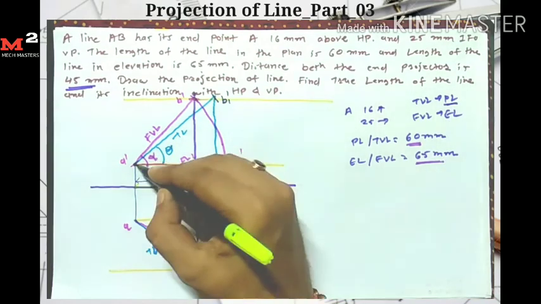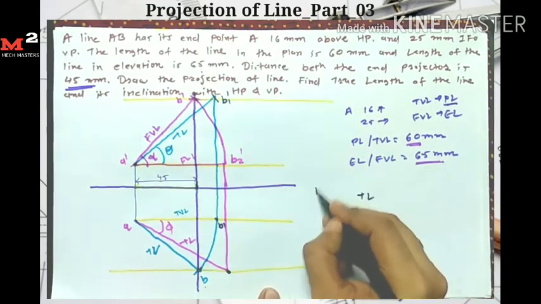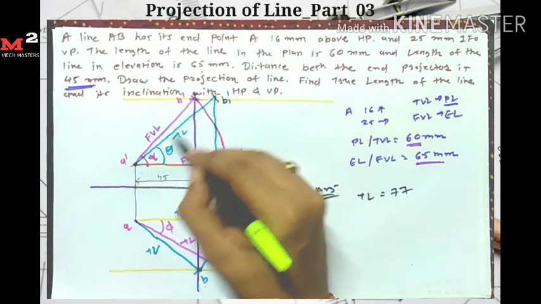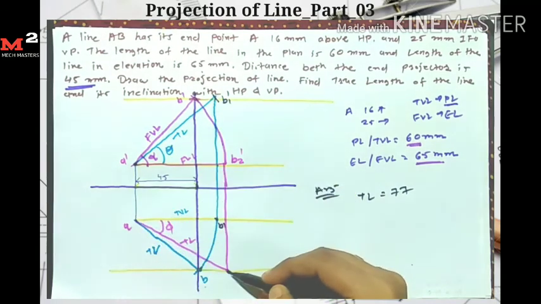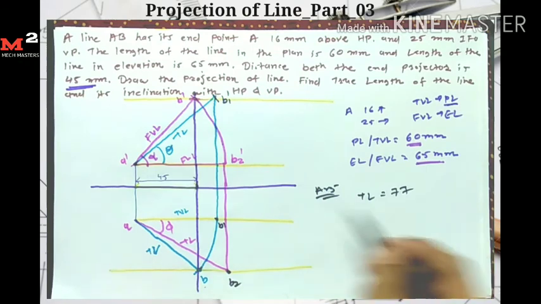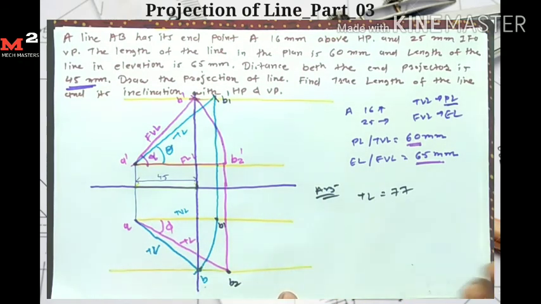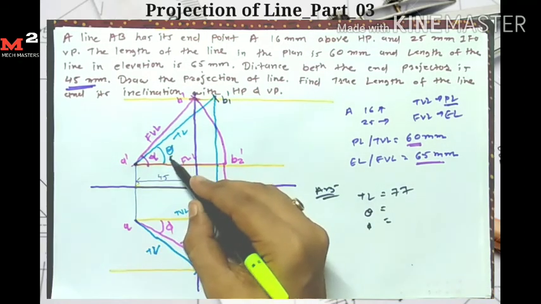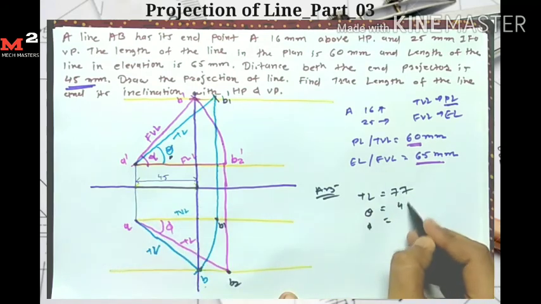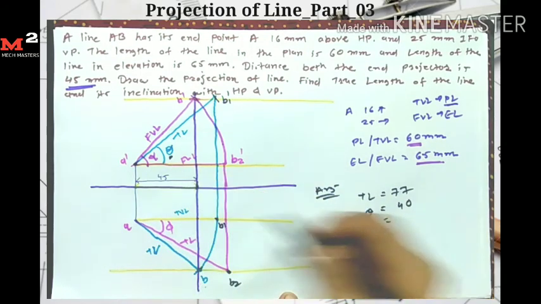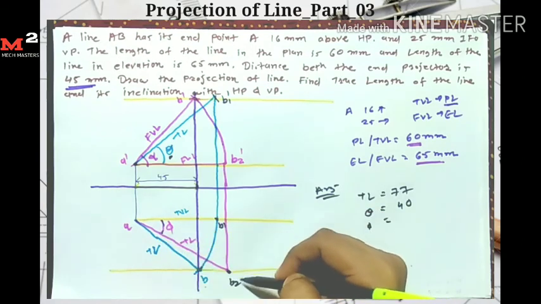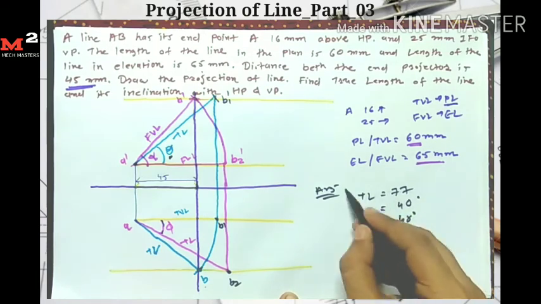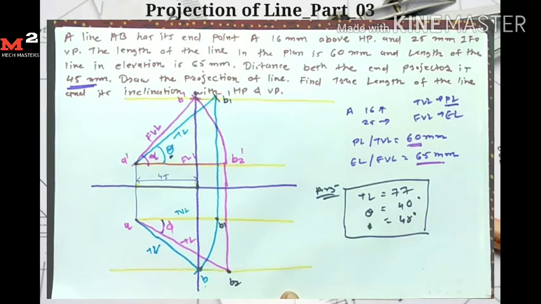If we measure this true length, the true length is equal to 77 mm. This distance, true length AB1 dash, is also the same. Here I give the name B2, so AB2 is equal to 77 mm. If I find theta and phi, theta is equal to 40 degrees, and the phi angle, which the true length makes with the vertical plane, is equal to 48 degrees. So this is the answer to this question.